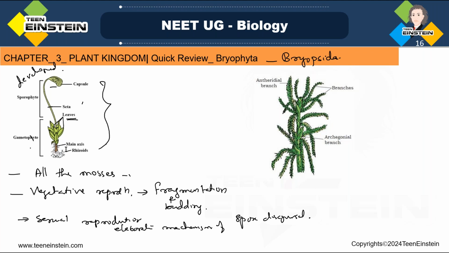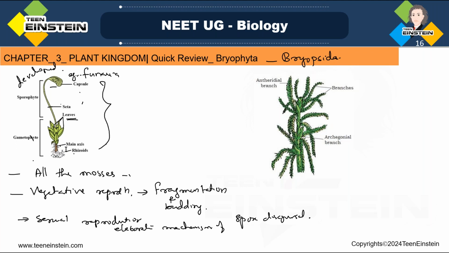So here you can see gametophyte, sporophyte. Here you can see the rhizoids and main axis, leaves, seta, capsule. Clear. So here, this is Funaria. Example, Funaria. So this diagram you need to learn, and you can very clearly see all the parts, the gametophyte and sporophyte. You can explain it very easily with the help of this diagram. Okay.